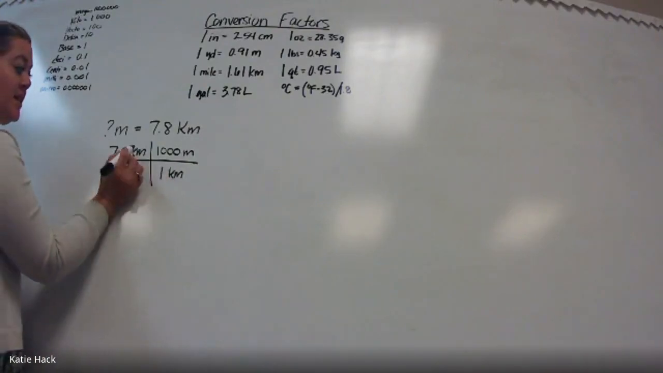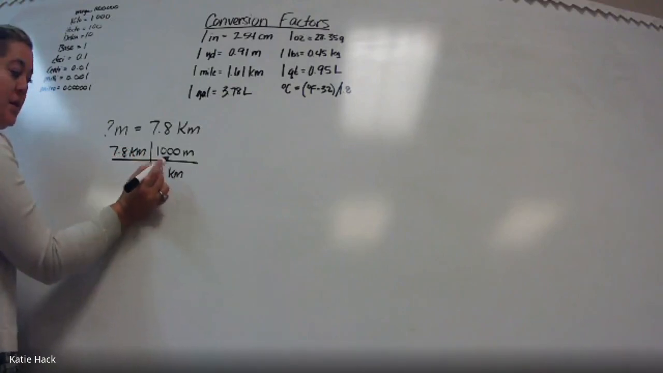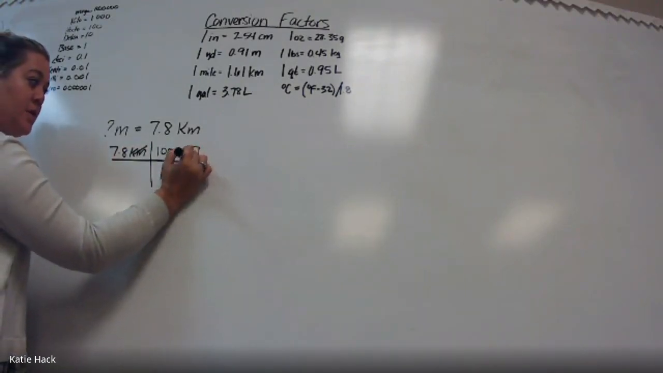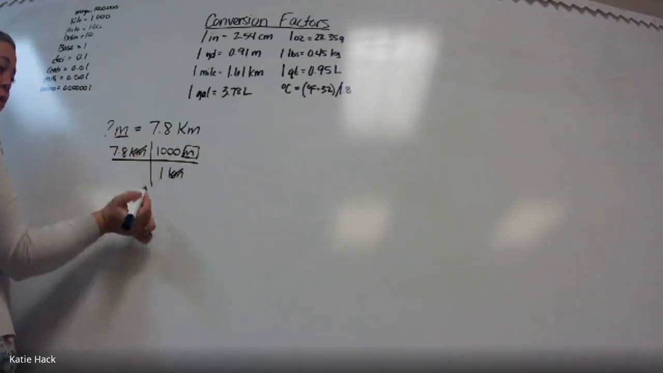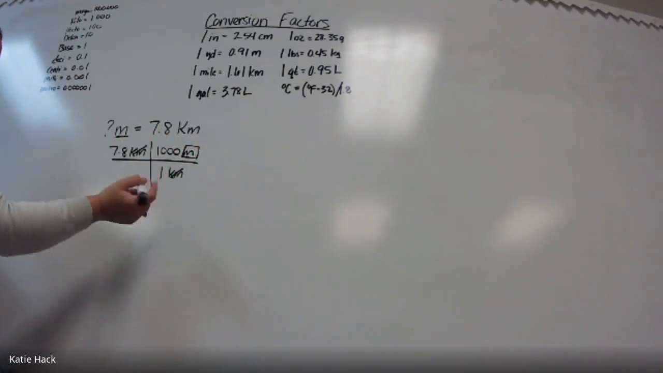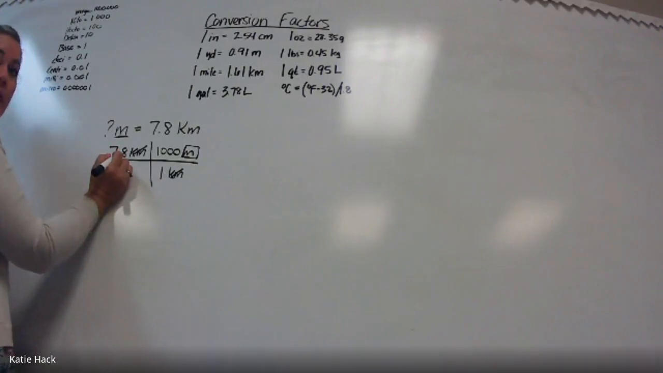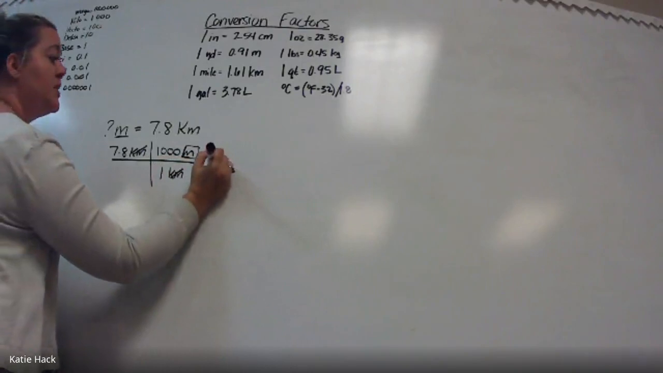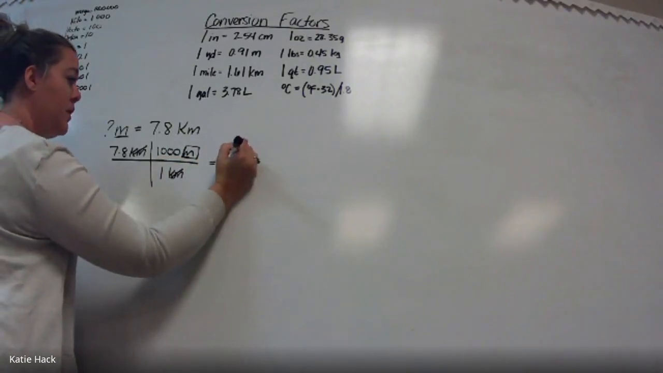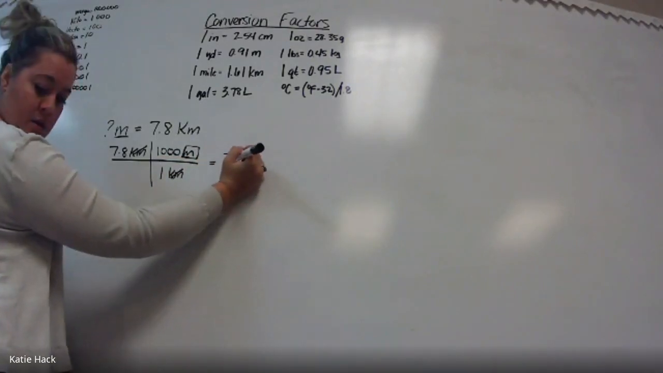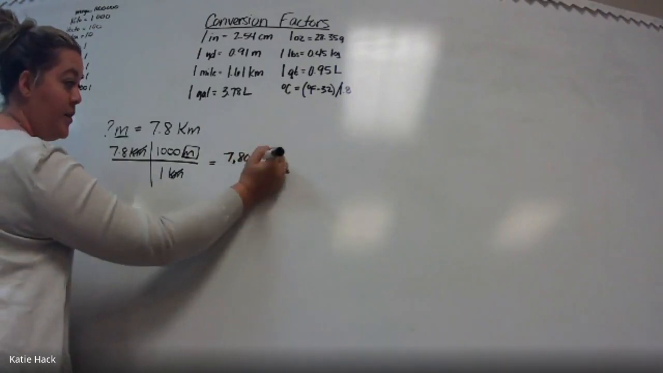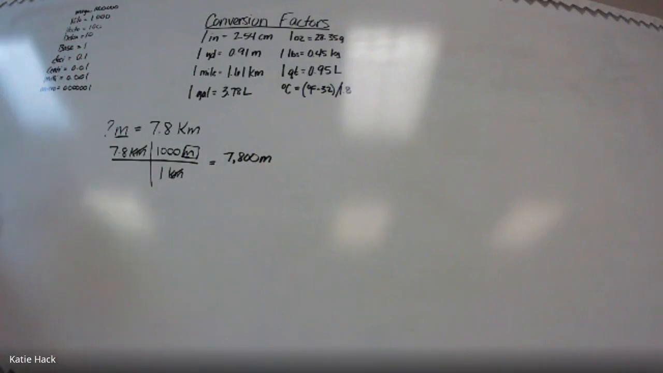Now you can see these are on opposite sides. So we can cancel out our kilometers and we're left in meters, which is what we were looking for. So we can stop here and we're going to take the 7.8 and multiply it by 1,000. So this is going to equal 7,800 meters.